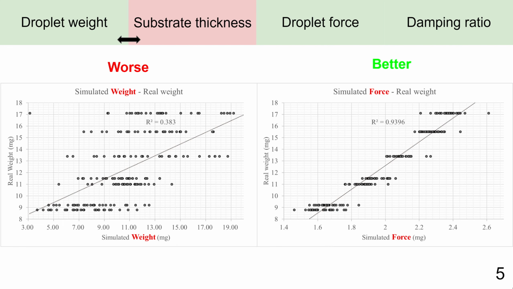However, even if we fix the substrate thickness, the result of simulated weight does not have a good relationship with the real weight. As we see on the left, the R-squared of their linear relationship is only 0.38. A simulated droplet force has a good relationship with the real droplet weight. The result shows that they have a linear relationship and the R-squared is 0.94, which is really good. So we can conclude that we can map the simulated force to droplet weight.